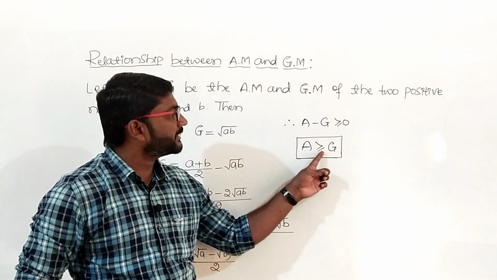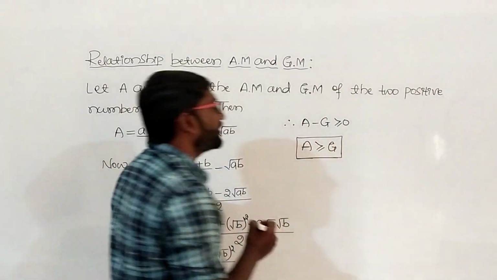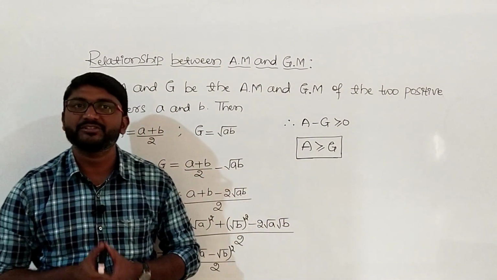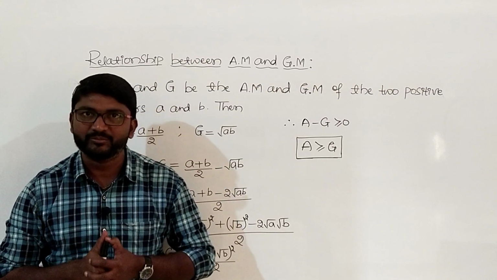A greater than or equal to G: the arithmetic mean is either equal to the geometric mean or greater than the geometric mean. So this is all about the introduction part of the geometric progression. In the next class we will start with the exercise 9.3.